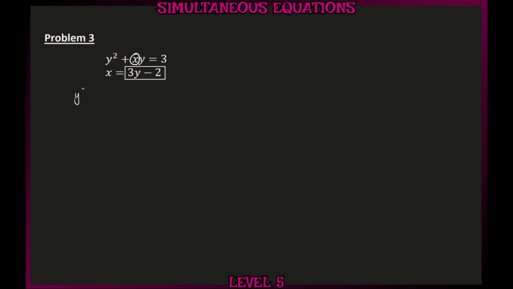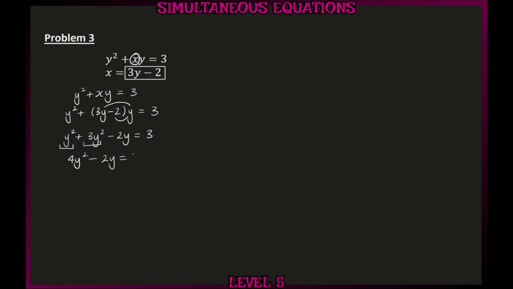So the first equation, y squared plus xy is equal to 3, becomes y squared plus (3y minus 2) multiplied by y is equal to 3. This equation is now just in terms of y, so we can expand, simplify, and solve. To expand the brackets, we have y squared plus 3y multiplied by y is 3y squared, and minus 2 multiplied by y is minus 2y, and that's equal to 3. We can now simplify the left side by collecting together the 1y squared and the 3y squared, and we have 4y squared minus 2y is equal to 3.